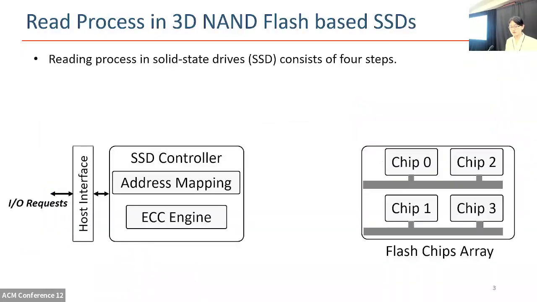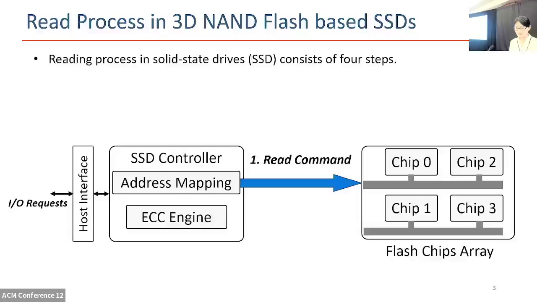When we want to read data from a 3D NAND flash-based solid-state drive, the whole read process includes 4 steps. First, when we start to deal with a read request from the host interface, we transfer such read command with the access address to the flash chips array. Second, we add voltages to the corresponding cells. The latency of this process is high, about tens of microseconds.